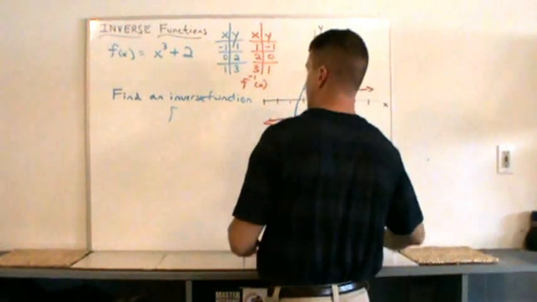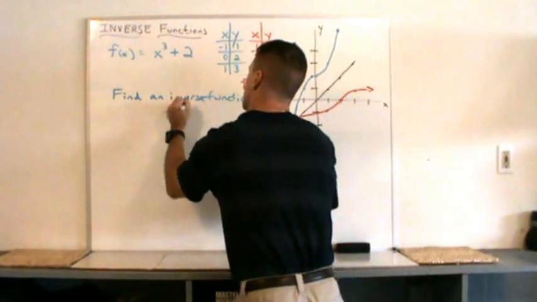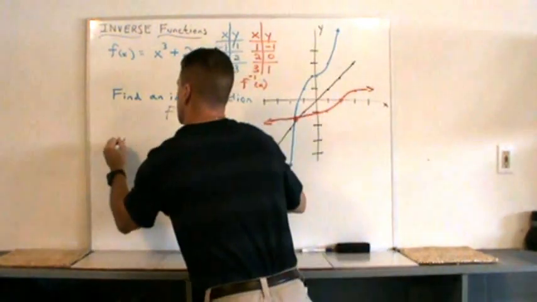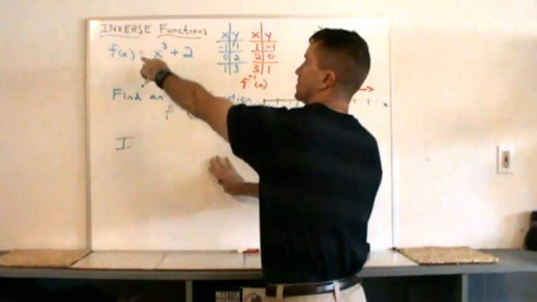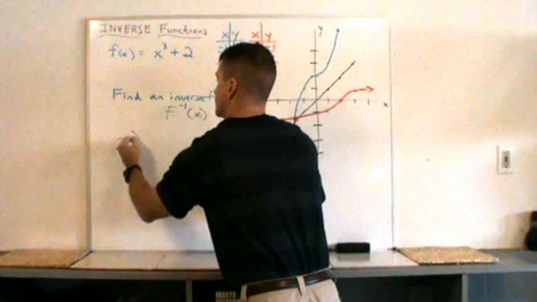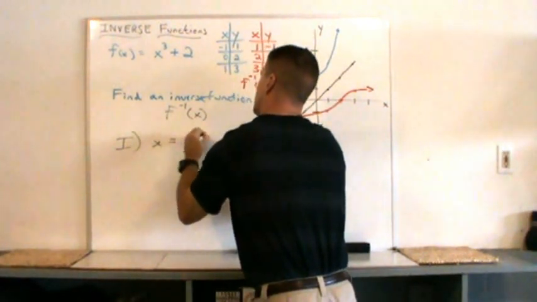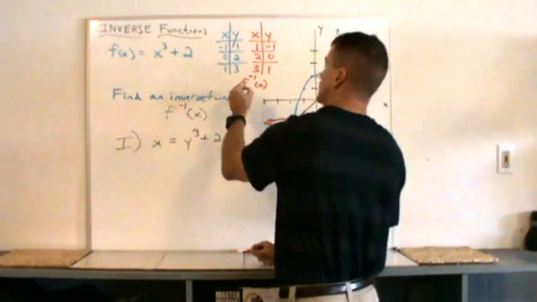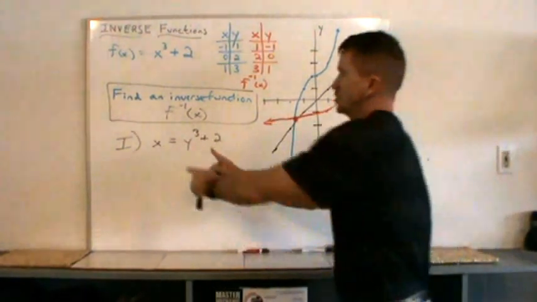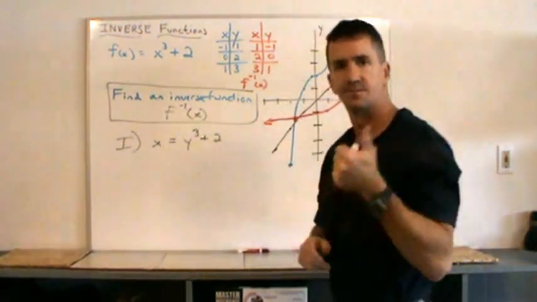So, put the notation f inverse x. 2 steps. Step 1. Go into this function right here and switch around the variables x and y. Remember, that's y and that's x. Okay. x equals y cubed plus 2. That's the first step to find an inverse function. Switch around x and y.